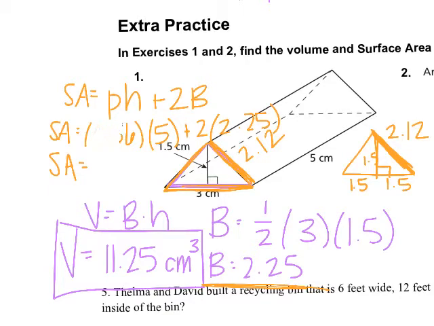Thank you. All right. Is that what you guys got, 7.24? Okay. Did you guys get 40.7 for the whole surface area? Okay. Awesome. That would be in centimeters squared.